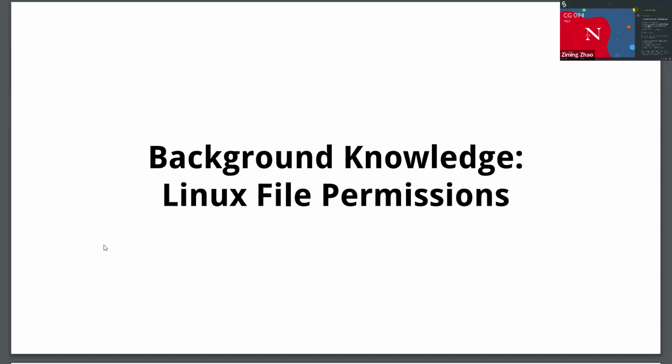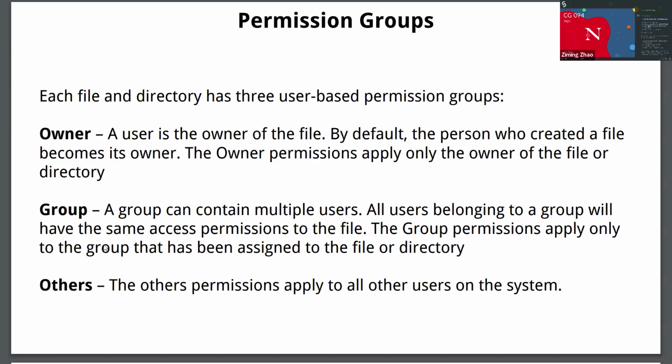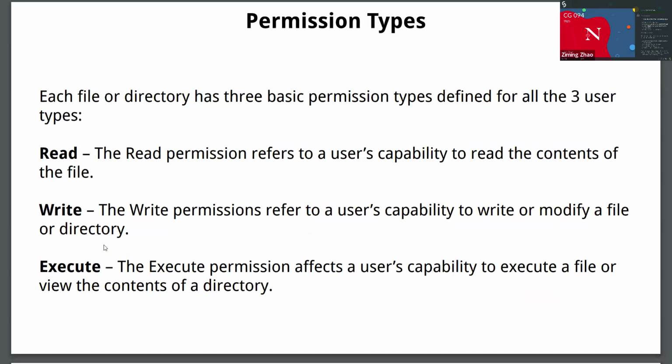Okay, Linux file permissions. In the Linux system, each file and directory has 3 user-based permission groups: owner, group, and others. Right? Owner is the owner of the file. By default, whoever created this file is the owner, but you can change owners. The group can contain multiple users. Everyone else, not user, not group, belongs to the others group. Then for each file, for each user type, there are 3 permissions: read, write, and execute.